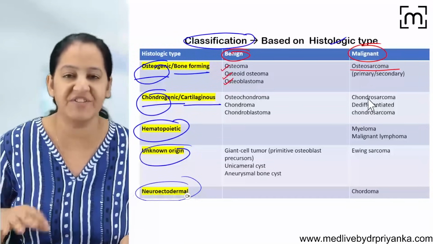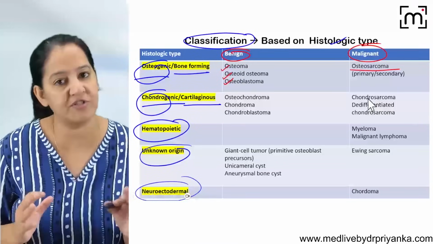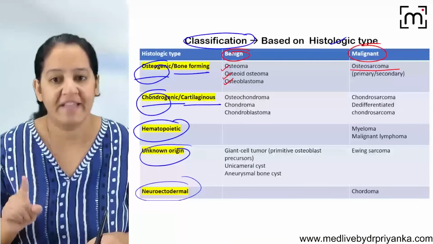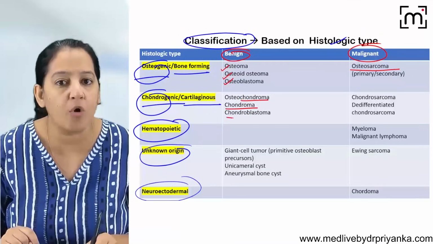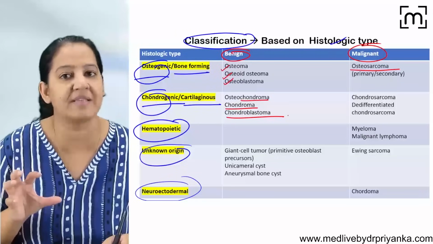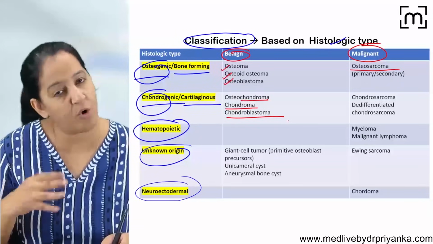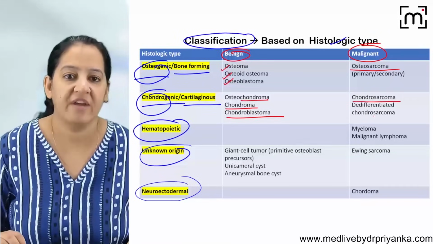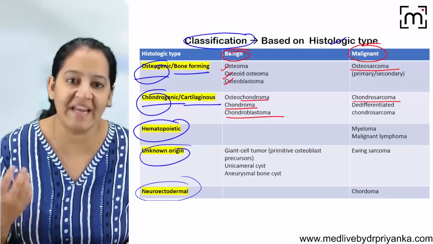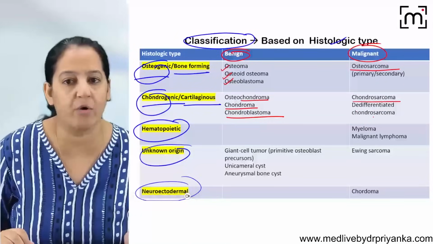Now coming to the cartilaginous category, that is chondrogenic. In the chondrogenic, again we are having benign and malignant. In the benign, we are having osteochondroma, chondroma, and chondroblastoma. These are the benign tumors and they are cartilaginous in nature. They are chondrogenic in nature. Among the malignant, we are having chondrosarcoma and dedifferentiated chondrosarcoma. So basically we are having chondrosarcoma there.